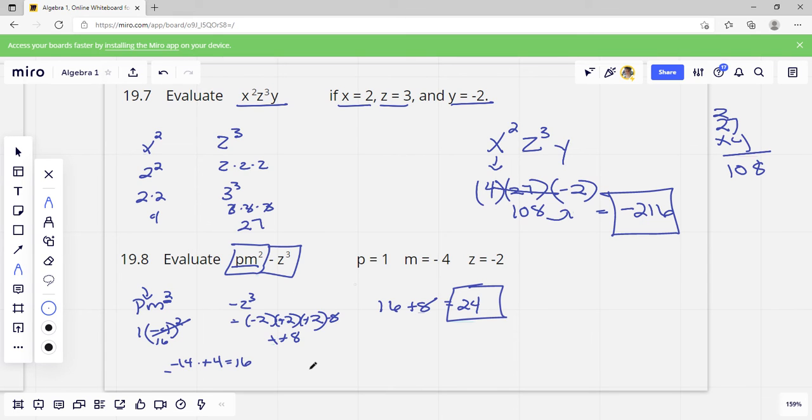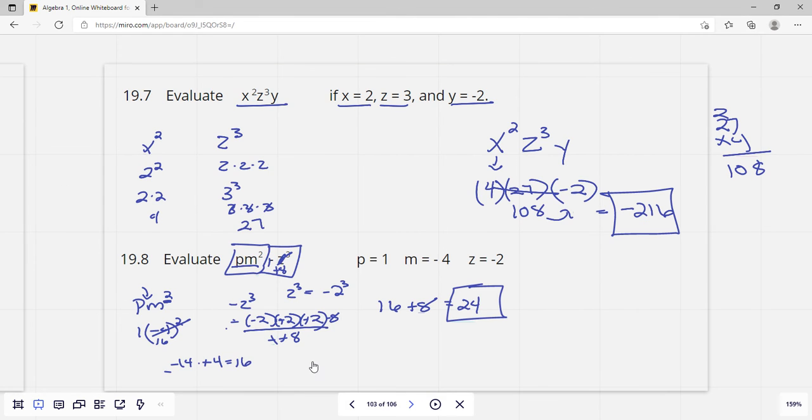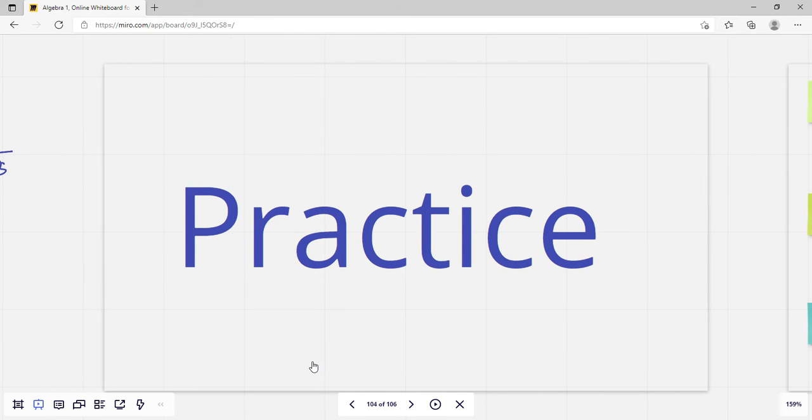Okay, so you got to be careful. Like on this one, if I have negative z to the third, first I figure out z to the third, which will be negative 2 to the third, which would be negative 8, right? So all this is negative 8, then these two negatives cancel and it turns into plus 8. Alright, go ahead and pause the video and work those practice problems.